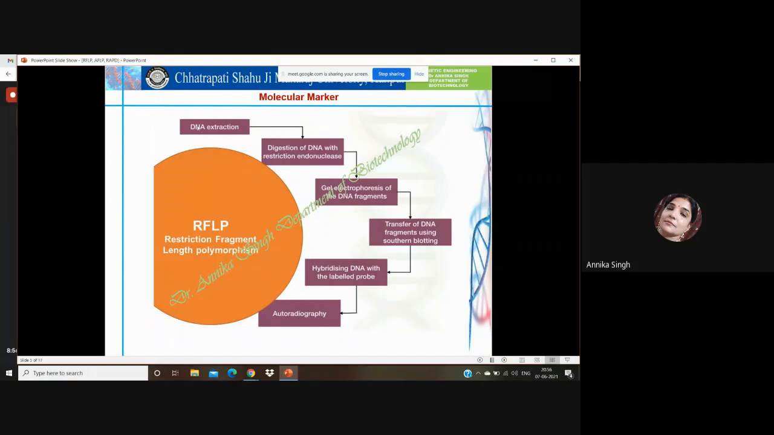the first step, the extraction of DNA. Total DNA is extracted. That is followed by purification, and after purification of the isolated DNA, the DNA is subjected to restriction digestion with the help of a specific restriction endonuclease or a set of restriction endonucleases.